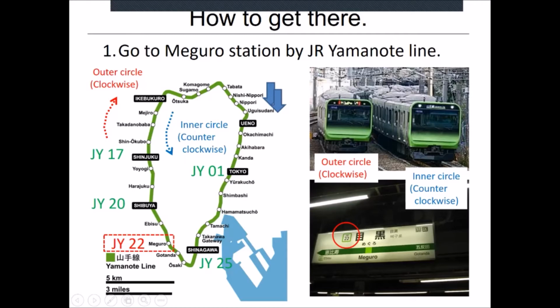This is the ID of the station, JY22. This ID is designated to show each station, and Tokyo is JY01. This is the outer circle train and the inner circle train, and the bottom is a picture of Meguro station JY22. You get off this station.